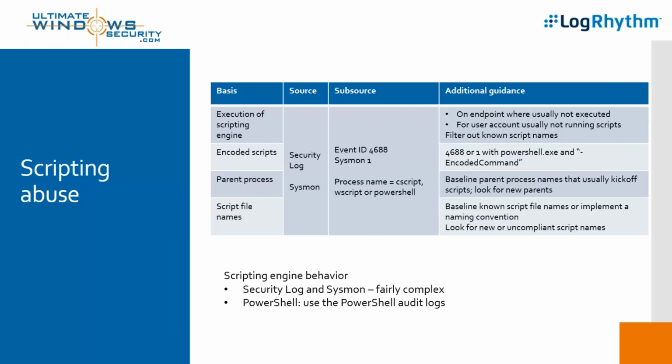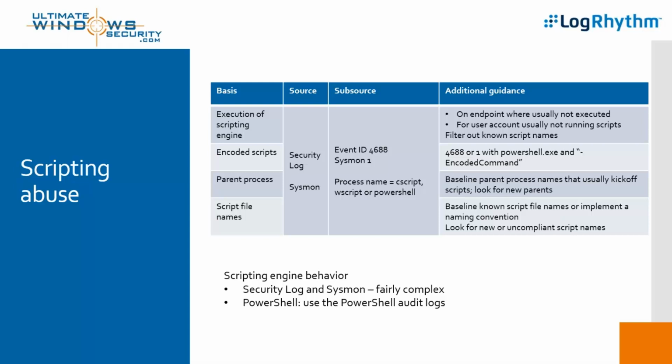So that means we're looking for where it says process name right here in the subsource. We're either watching event ID 4688 from the security log, or we're watching sysmon event ID 1, and we're just looking at the process name. We're watching for cscript, wscript, or PowerShell. Those are the exe names of the Windows scripting host and, of course, PowerShell.